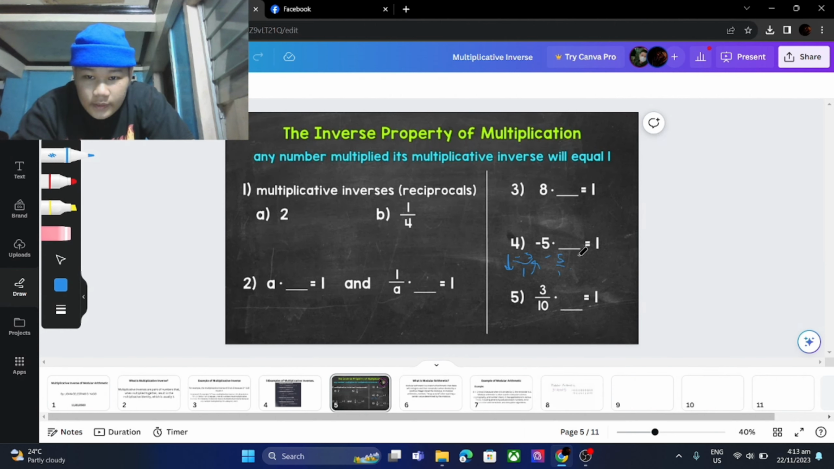Times open parenthesis, ma'am, kay negative man ang 5, so ang butang negative 1 over positive 5. Di bali na siya ma'am kay inverse man siya. So ang imong buhaton is positive 5 times negative 1 is equals to positive 5. 1 times 5 is equals to 5. So ang answer niya is 1 gyapon.